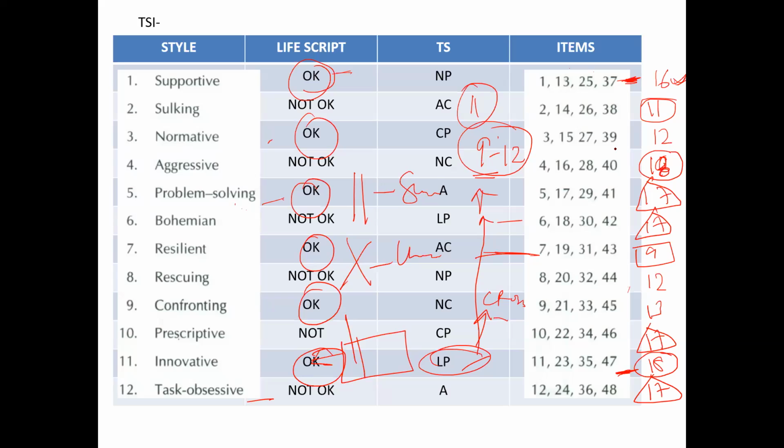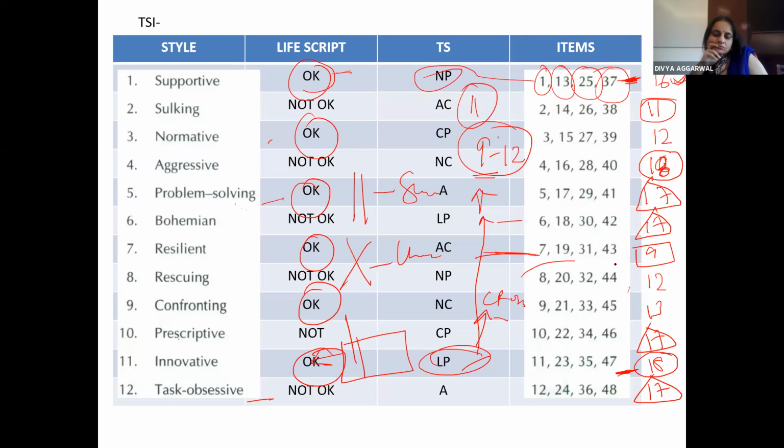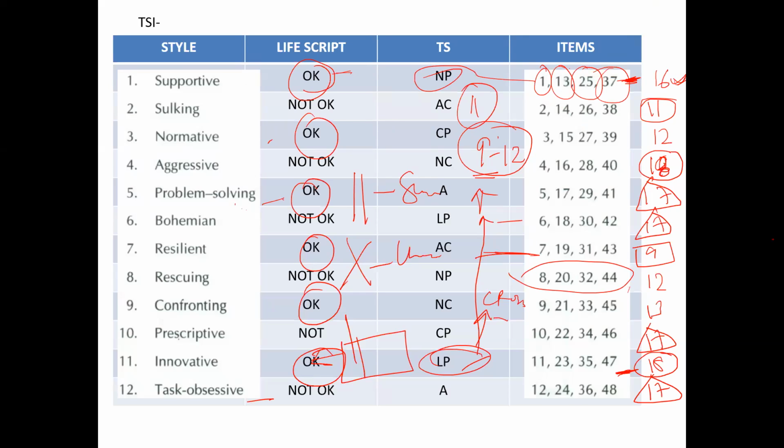I would rather suggest today in the night at home, you please go back and check. What is question number 1? What is question number 13? What is question number 25? What is question number 37? And you'll be able to relate why it is nurturing parent. And then compare it with question number 8, 20, 32, and 44. And then look at the beautiful language that is used there.